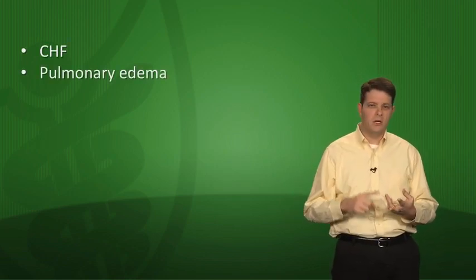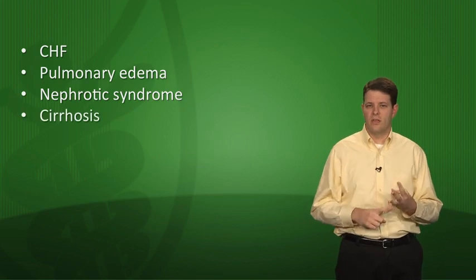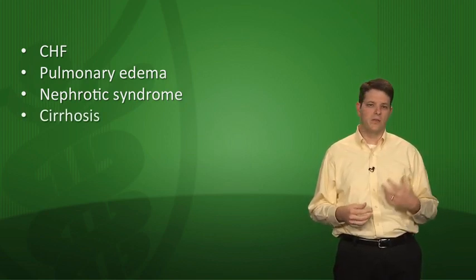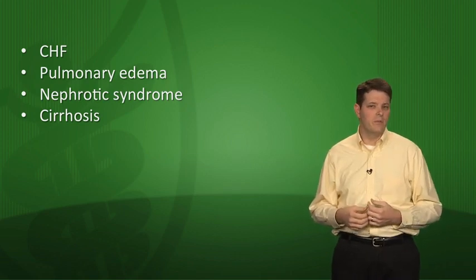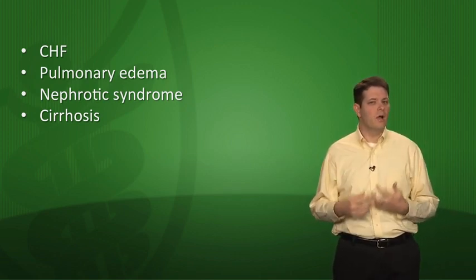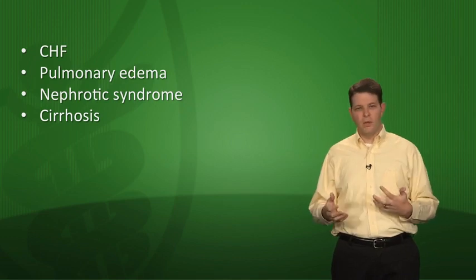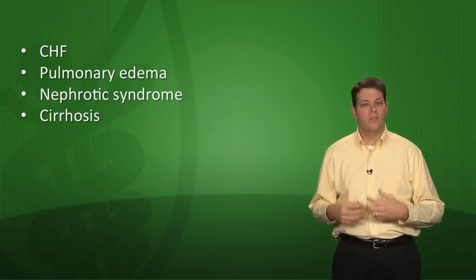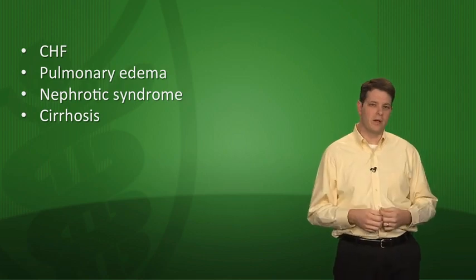So when do we use loop diuretics? They're mainly going to be used in patients with serious edema, CHF, pulmonary edema, nephrotic syndrome, cirrhosis. Anytime you want to get rid of a lot of fluid relatively quickly, you reach for a loop diuretic. They're some of the most potent diuretics we have. Now, loops are not commonly used for hypertension. They do reduce blood volume, they do reduce blood pressure some, but it's much more common to treat hypertension with a thiazide diuretic than with a loop diuretic.